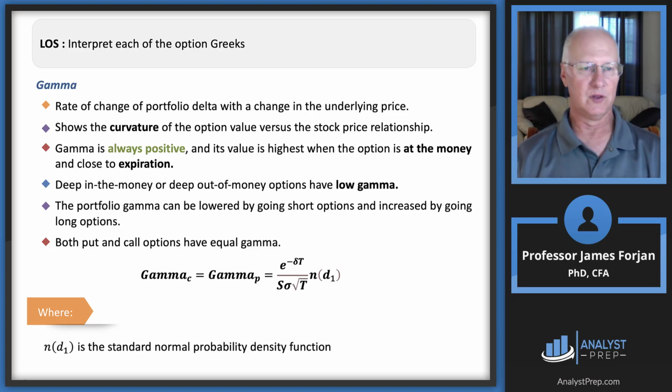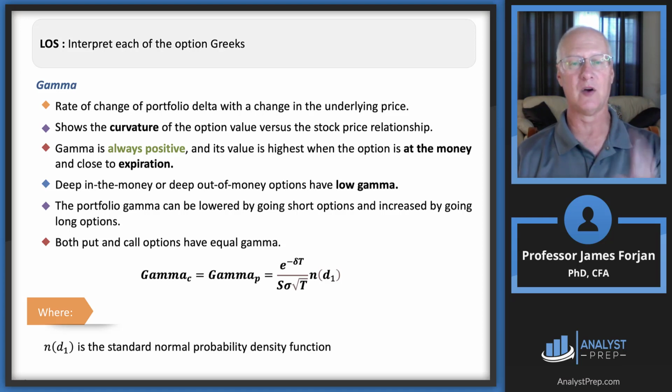So look at that. What is that? The purple diamond point. This is probably a good question on the exam. Portfolio gamma can be lowered by going short options and increased by going long options. So that's super important there. And for those of you who like some calculus and like some equations, there's the formula for gamma. Maybe you should note that the gamma is identical for both calls and puts.